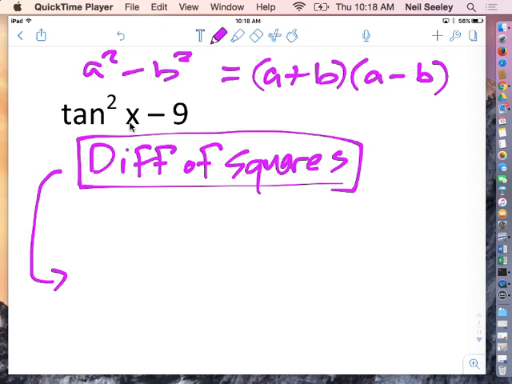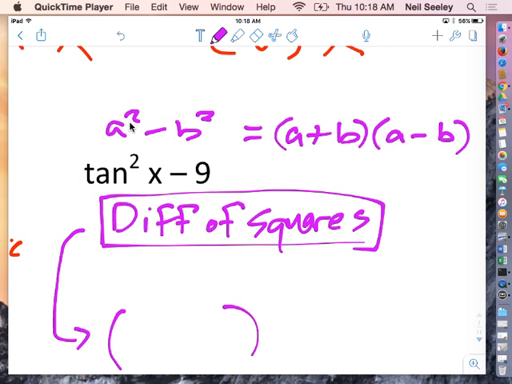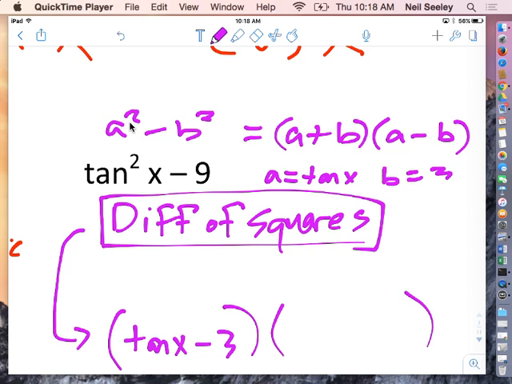Does that help? If I say that's like a squared minus b squared, that's a plus b times a minus b. So tangent is my first thing, and b, or 9, do you recognize we have to be careful what our a is? Our a is going to be tangent, and our b is going to be 3. And I'm actually going to write that off to the side here. For us, a would be tangent. You don't have to write it if you don't want to. B would be 3. So tangent of x minus 3, tangent of x plus 3.